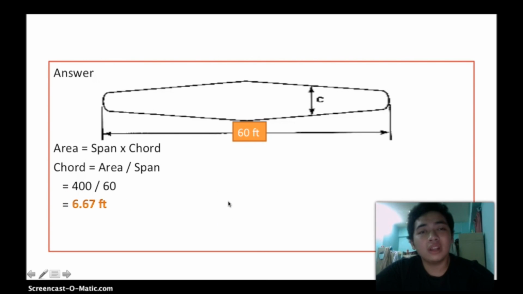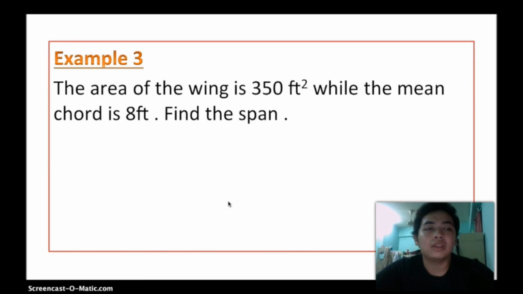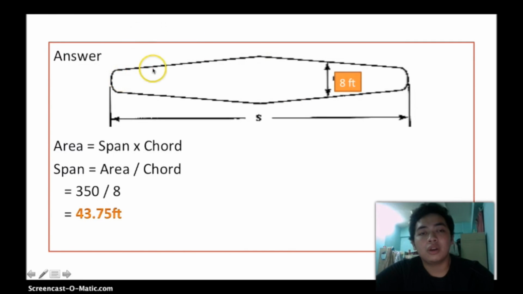For the final example that I want to give you, the area of the wing is 350 feet square, while the mean chord is 8 feet. Find the span. So this question asks us to find the wingspan of the wing. It has given us the wing area and the mean chord. So we can do it like the previous question. We can first draw the wing to make the question clearer.